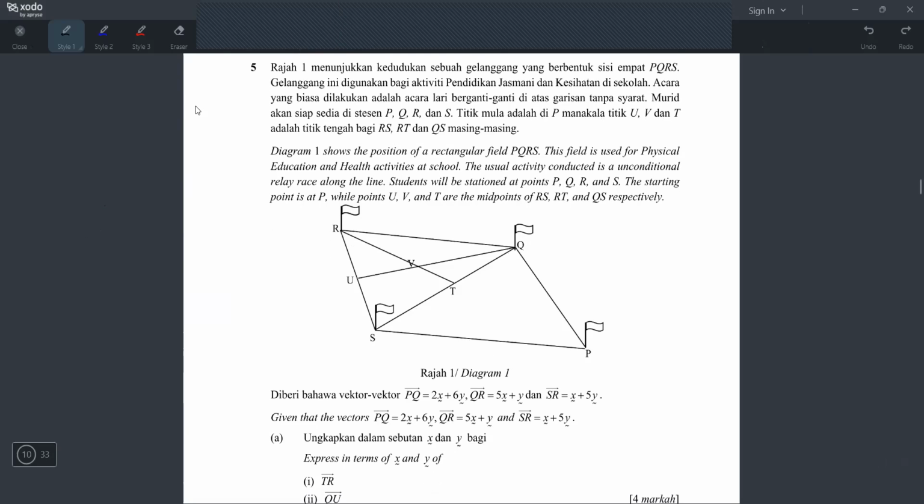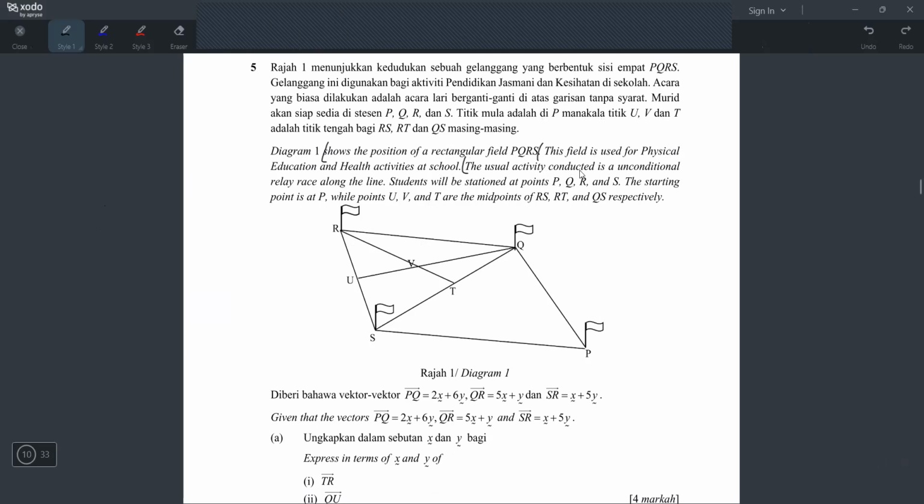Okay, time to do question 5. Let's read the question. Diagram 1 shows the position of rectangular field PQRS. So this is a rectangular field, a padang. And then we have PQRS. The field is used for physical education and health activities at school. So it's like pendidikan jasmani. You use the padang to do some activity.